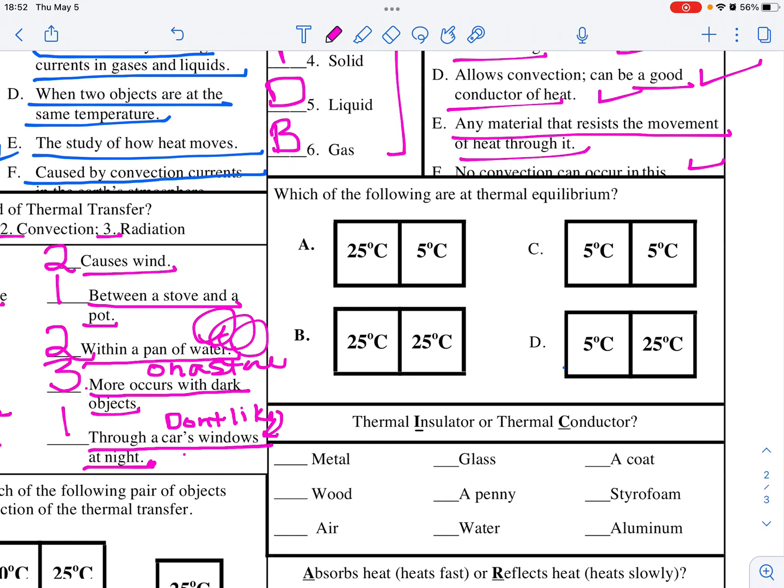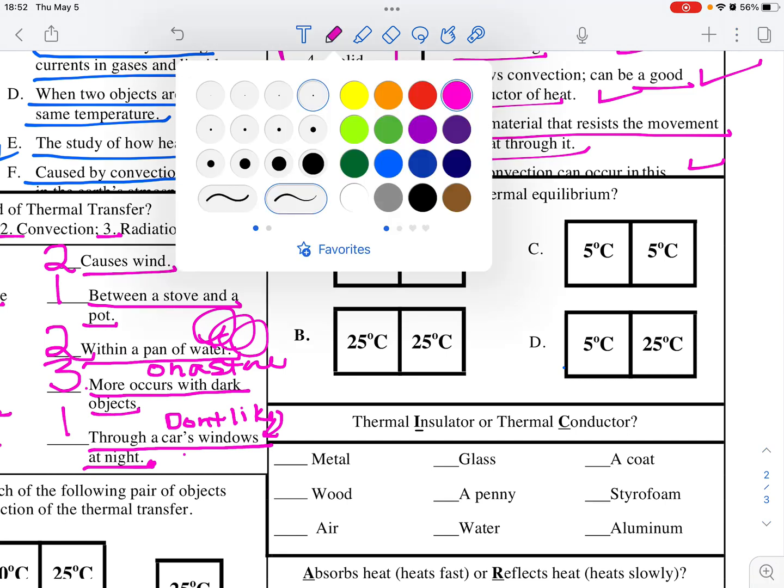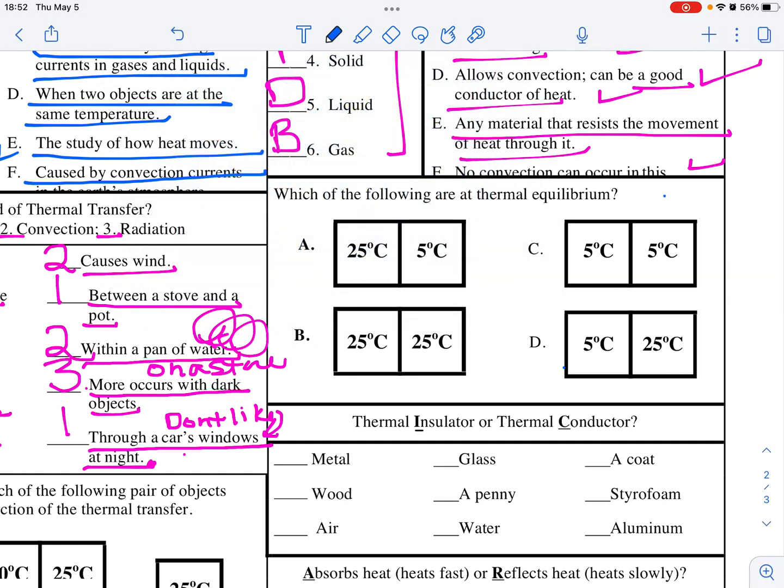Out of the following 4 scenarios, A, B, C, and D, 2 of these are at thermal equilibrium and 2 of them are not. Take a moment and see if you can figure out which are at thermal equilibrium and which are not.